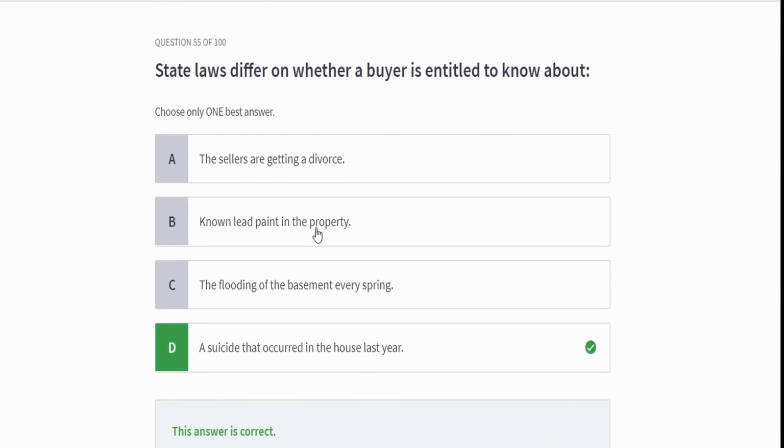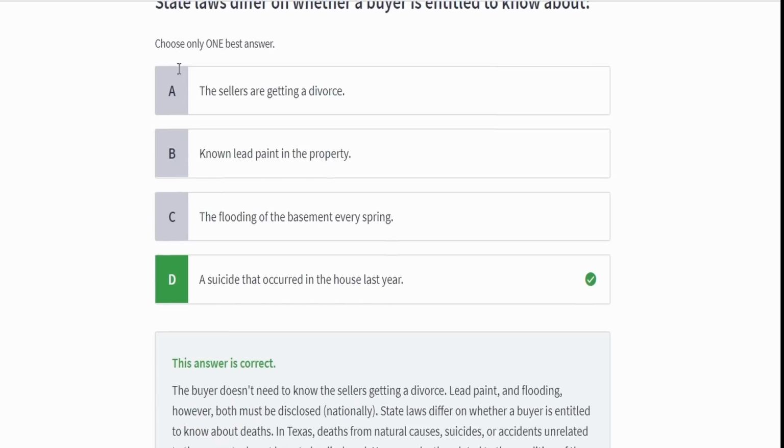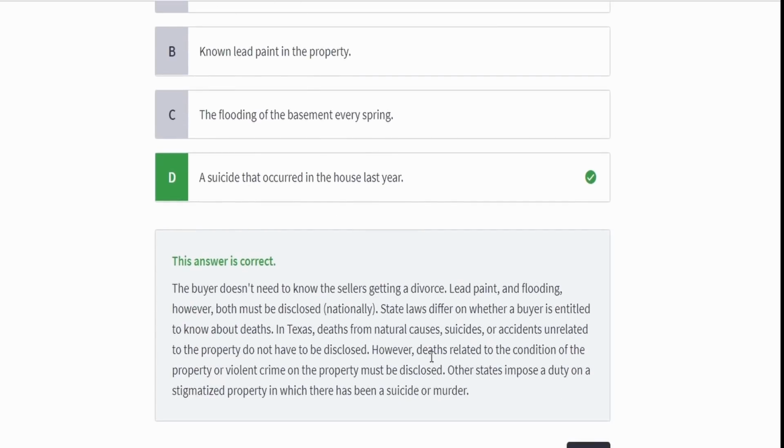Lead paint, that's a federal law. Flooding, federal. Those are all federal laws that the buyer needs to be entitled to know about. Now, when we're talking about state laws, it differs because a suicide would be considered different depending on the state. So, for example, in Texas, deaths from natural causes, or a suicide or accident unrelated to the property, do not have to be disclosed. However, deaths related to the condition of the property or if a violent crime on the property occurred, that must be disclosed.